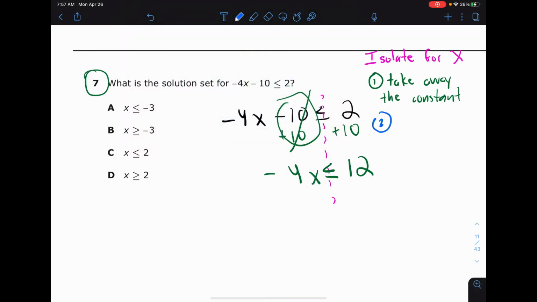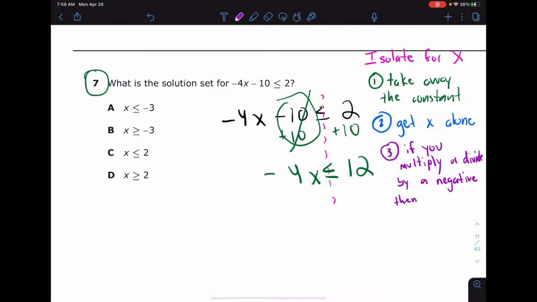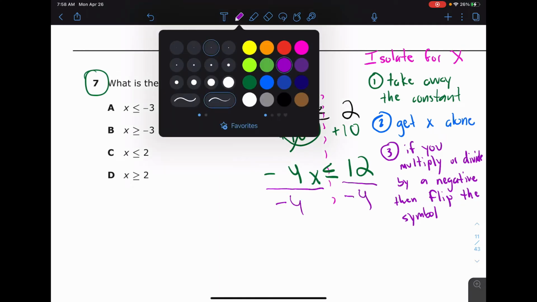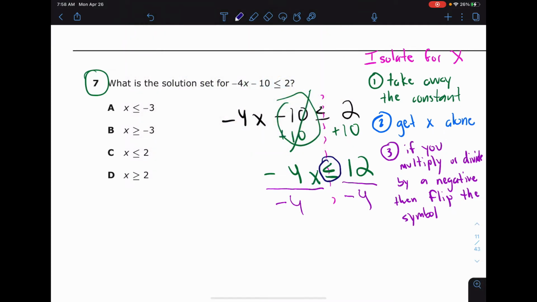My next step is get x alone. I get x solo by doing the opposite. But remember, if you multiply or divide by a negative, then flip the symbol. So here, I'm going to divide by negative 4. Since I am dividing by a negative, estoy dividiendo por negativo, the symbol is going to flip.